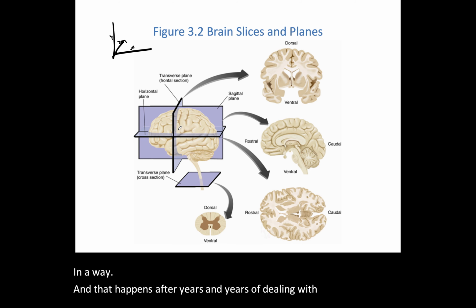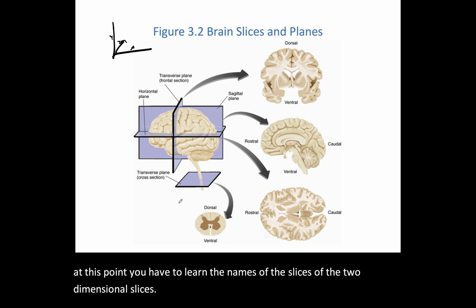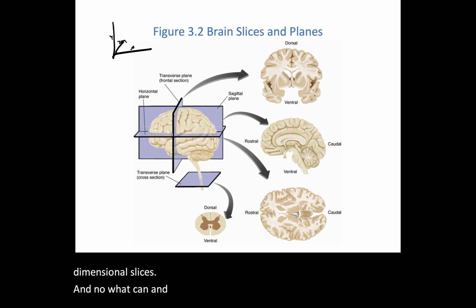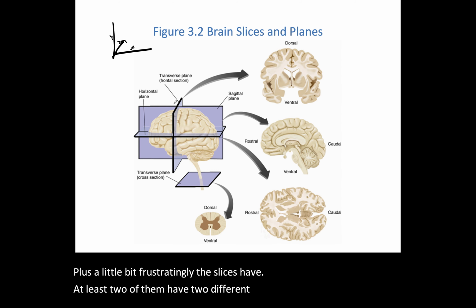But at this point, you have to learn the names of the two-dimensional slices, and know what can and cannot be seen in each of the slices. Plus, a little bit frustratingly, the slices have, at least two of them, have two different names. So let's go through them.